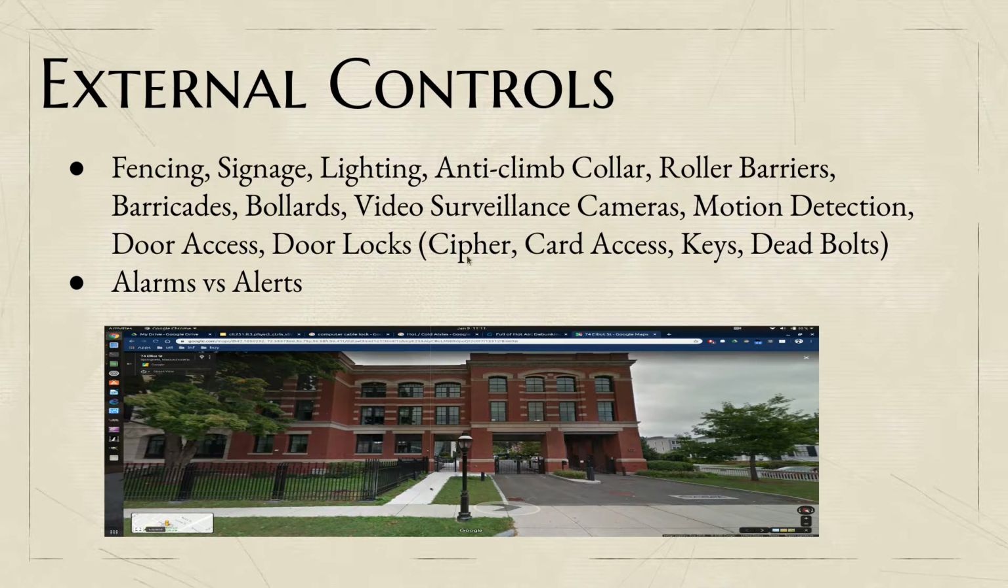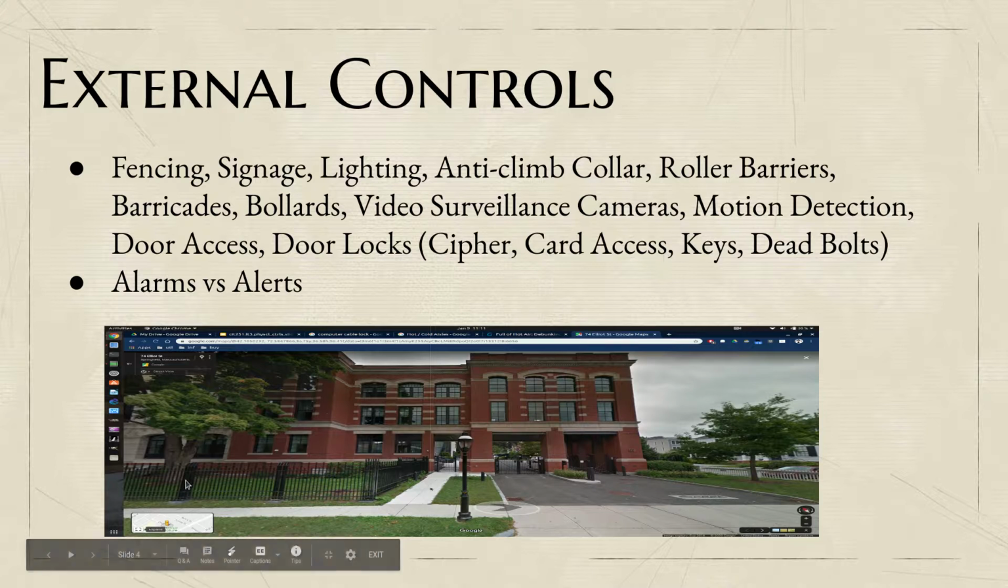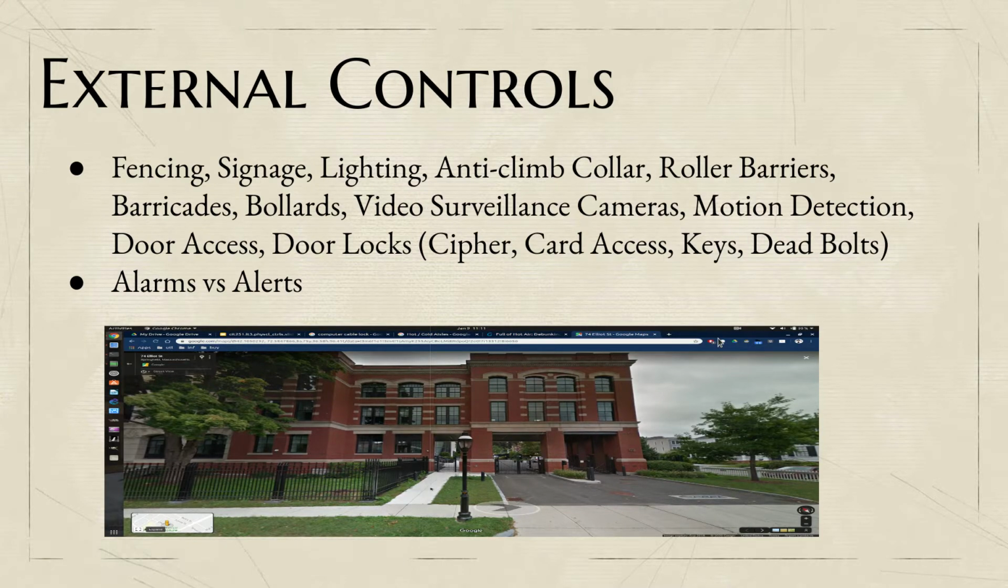We do have the cipher lock. A cipher lock is just hitting the number lock in there. There are also better forms of card access. There's card access using smart chips, RFIDs, which are much better than just proximity cards. Good old-fashioned keys, deadbolts. Right, again, we talked about alarms versus alerts, right?